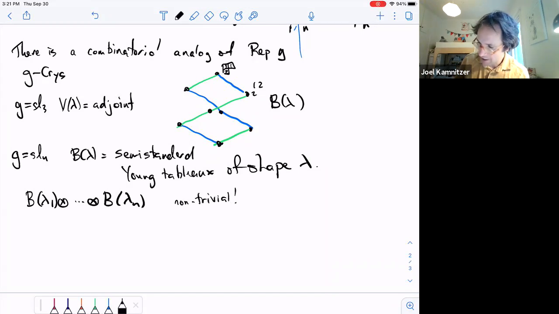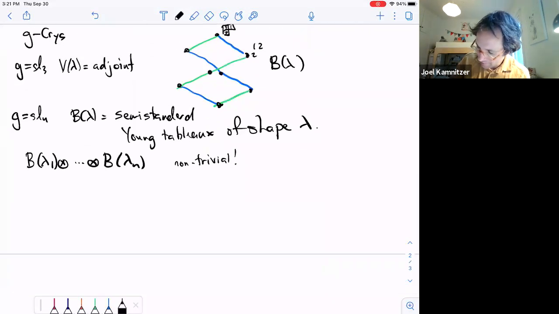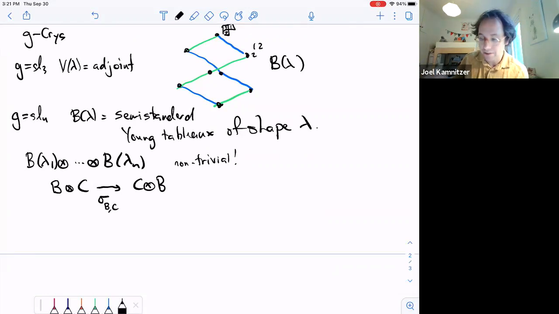One thing that's non-trivial about it is that if you have two crystals, B and C, B tensor C and C tensor B are isomorphic, but not in an obvious way. There's a non-obvious isomorphism between them, which we defined with Andre Henriques, called the crystal commutor. As a set, B tensor C and C tensor B are just Cartesian products, but the bijection, the isomorphism of crystals, is not just the usual map for Cartesian products, like (B, C) goes to (C, B).